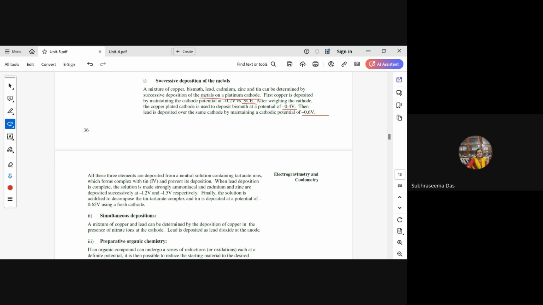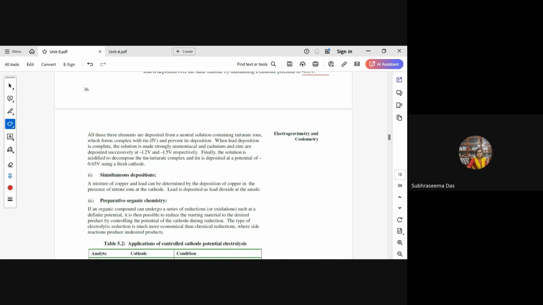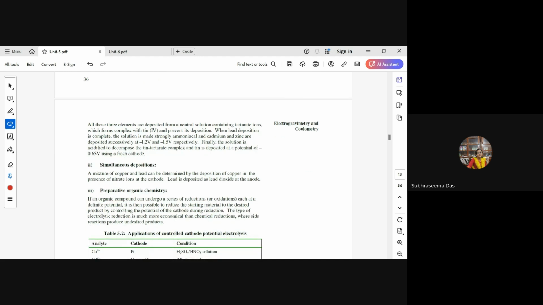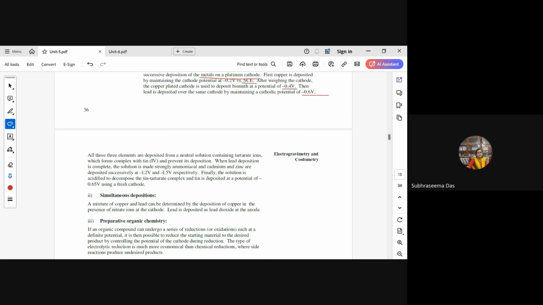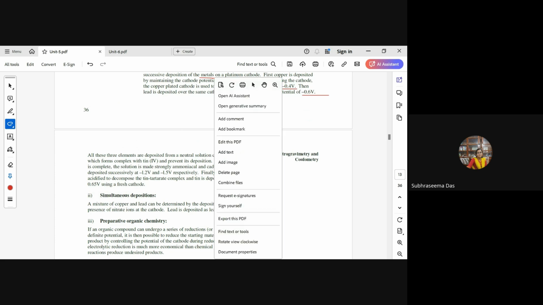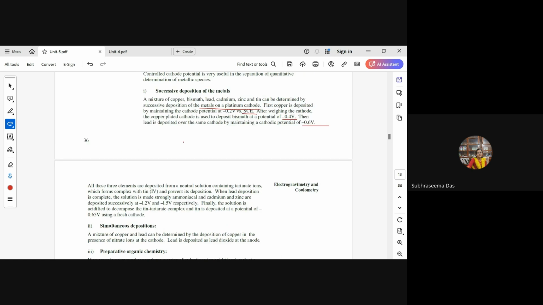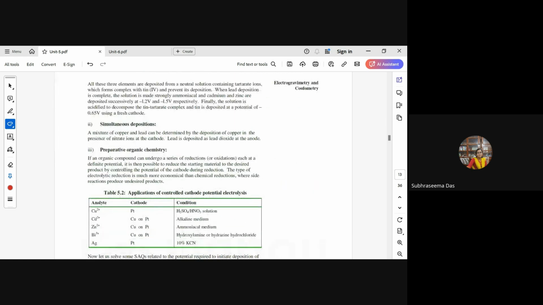There is also the possibility of simultaneous deposition. A mixture of copper and lead can be determined by the deposition of copper in the presence of nitrate ions, so lead is deposited as lead dioxide at the anode. So in one case we can follow successive deposition of metals, and in other cases we have simultaneous deposition of metals. Both types are possible.